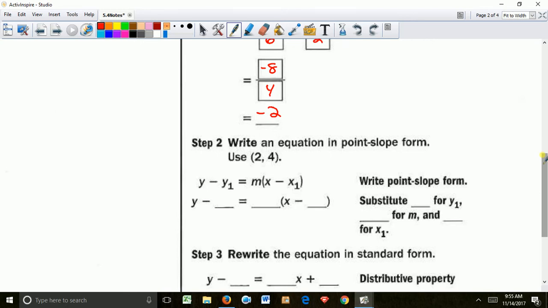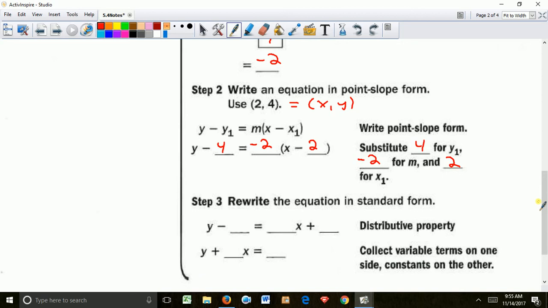Using any point, they chose 2, 4 for your x1, y1. So here you plug in 4 for y1, and then negative 2 for m. And then you're going to plug in 2 for x1. So we made the substitutions: 4 for y1, negative 2 for m, and 2 for x1. And then next you want to rewrite this in standard form, so you can go through and distribute your negative 2.